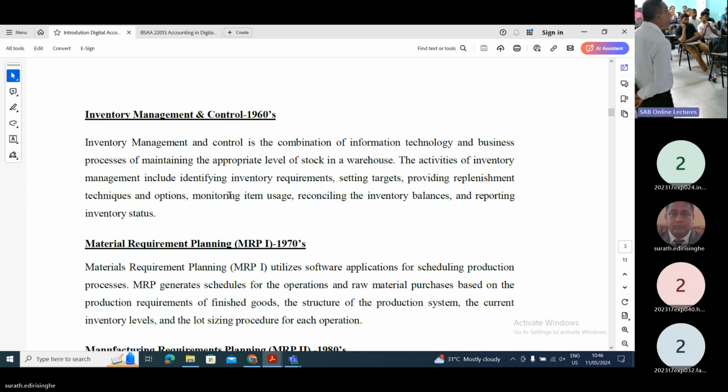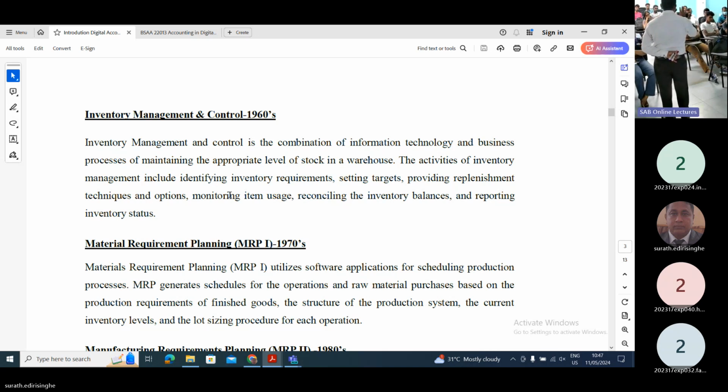Activities of inventory management include identifying the inventory requirement, setting targets, and providing replenishment techniques. What are replenishment techniques? Reorder level, reorder quantity, EOQ, like this. Monitoring what? Item usage, maximum stock, minimum stock, maximum usage, like this. Inventory balances and report the inventory status at the end of the period to the top level.